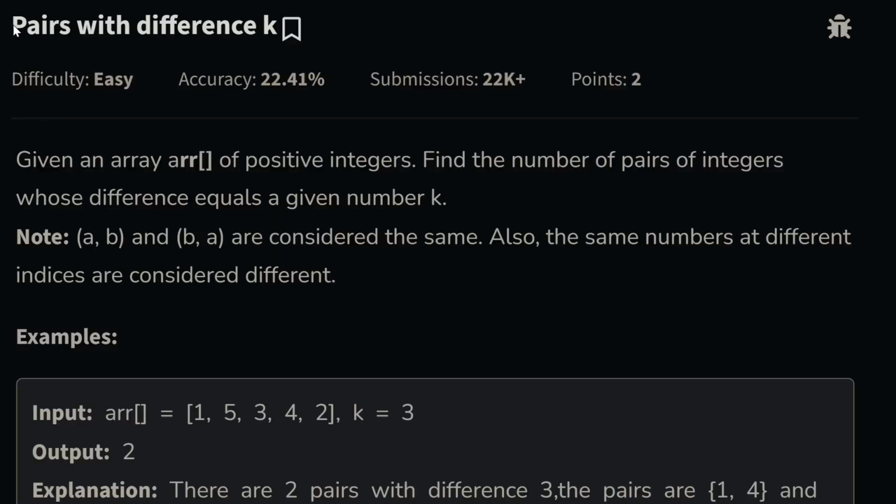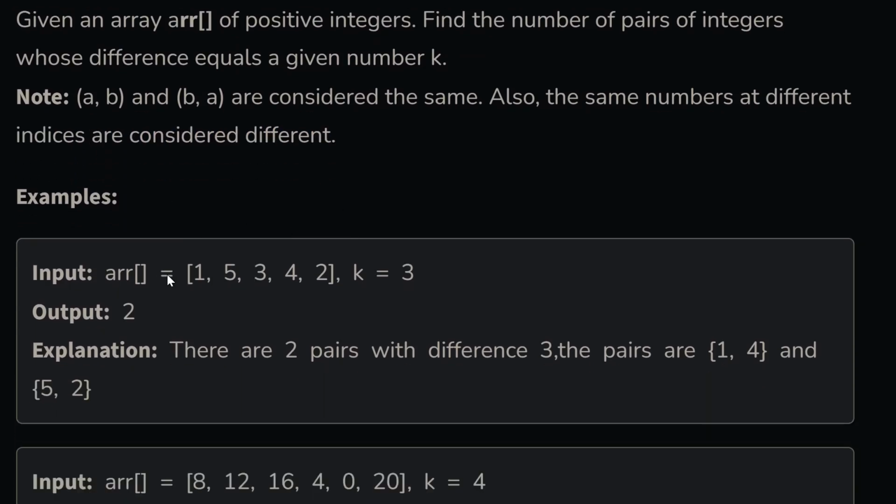Here we go. We have a question, pairs with a difference k. You are given an array of positive integers. We need to find the number of pairs of integers whose difference equals a given number k. So AB and BA are considered the same. Also, the same numbers at different indices are considered different.